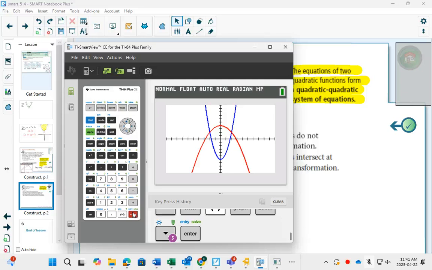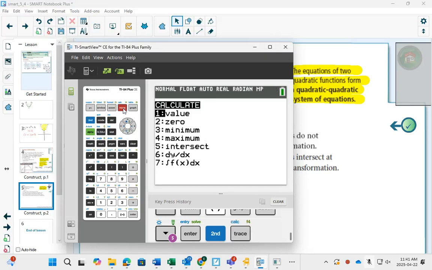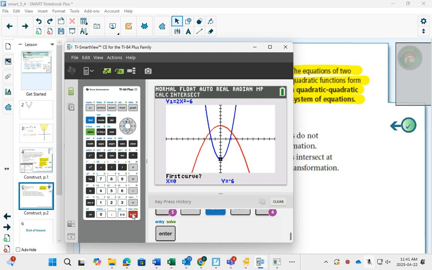Okay, so let's find the intersection point. Second, calculate, number 5 for intersection. First curve, second curve. Ooh, we are right on the edge. Do you think it'll go to the one to the right? Does your calculator think positively, or does it think negatively? Is it more biased to positive? Yes. Oh, it goes positive. Very nice.